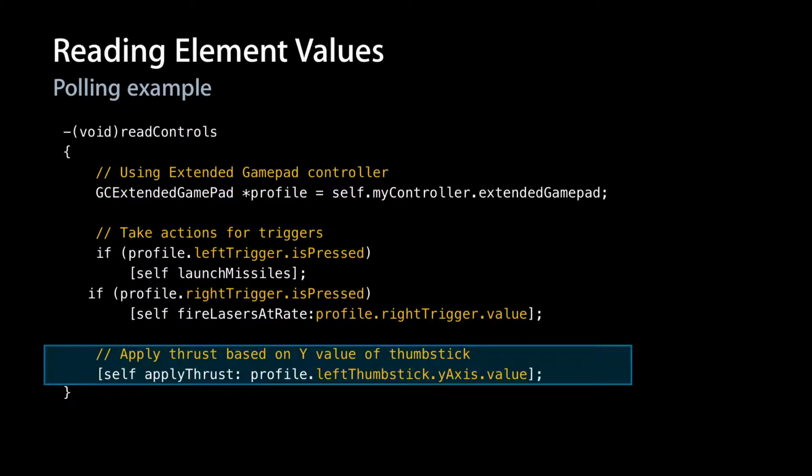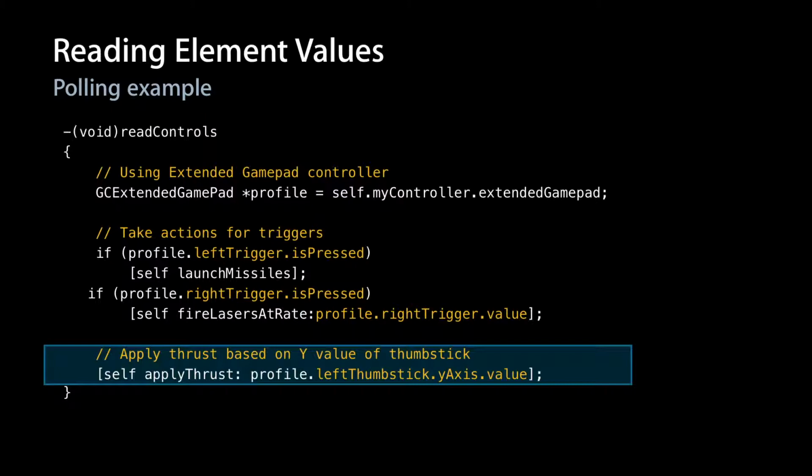So I'm saying, okay, if the left trigger is pressed, launch missiles for my ship. If the right trigger is pressed, then read the analog value of how hard the pressure on that trigger is, and use that as a rate that we will fire the lasers at, right? And then just in the same way down here, apply thrust. I'm going to read the left thumbstick, the value of the y-axis from -1 to +1, and that's going to determine my thrust for my spaceship.